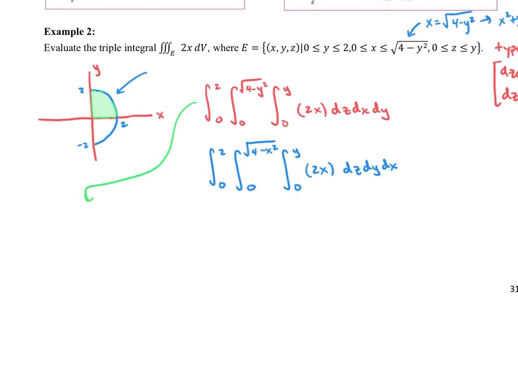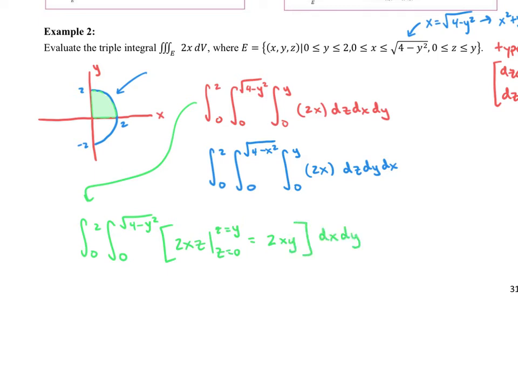So I have the integral from 0 to 2, the integral from 0 to the square root of 4 minus y squared, and I'm going to start with the antiderivative in terms of z, which is 2xz, and z goes from 0 to y, which gives us 2xy, and now we have dx dy.